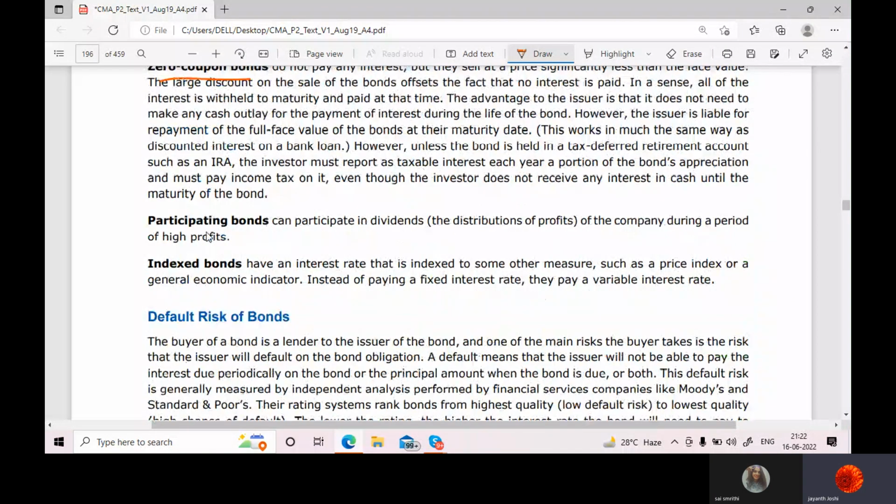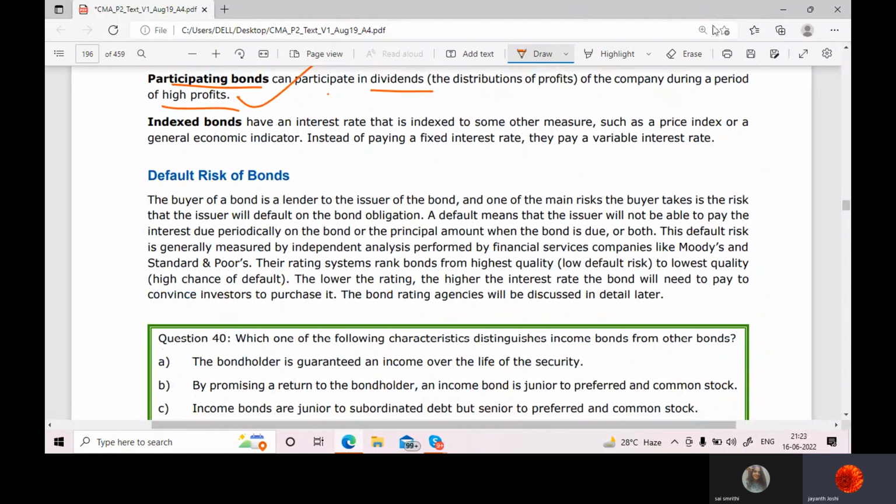Now comes the participating bonds. They can participate in the dividends of the company during a period of high profits. This is the special feature they carry.